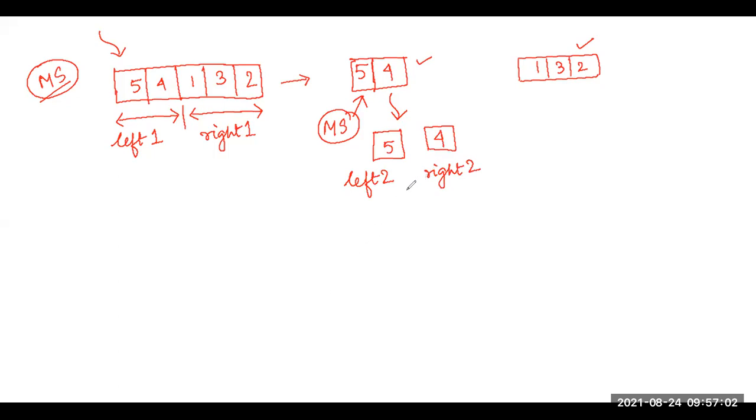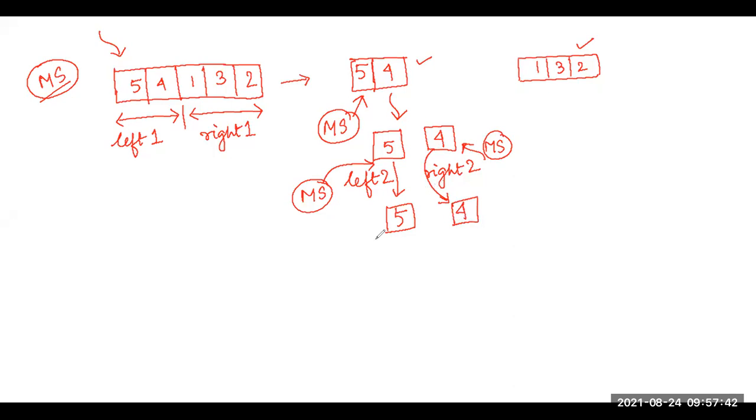Now, whenever I call merge sort again on this particular array, since there is a single element in the array or list, that means it is sorted. We already know that a single element means it's a sorted list. So I will return this as only 5, a sorted 5. Again, when I call merge sort on this part, it is a single element, so I will return only 4, since it's a sorted 4.